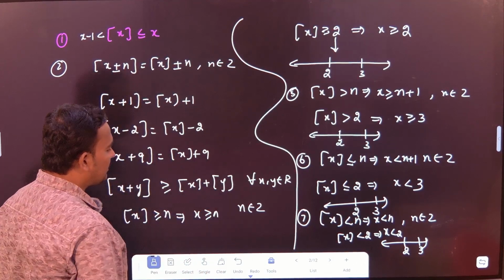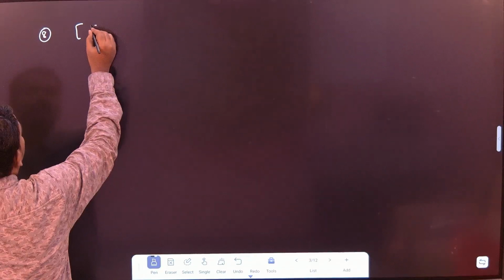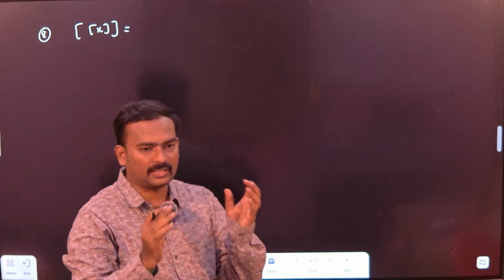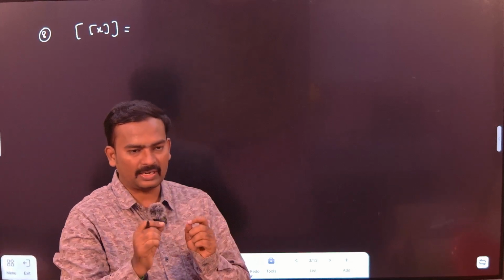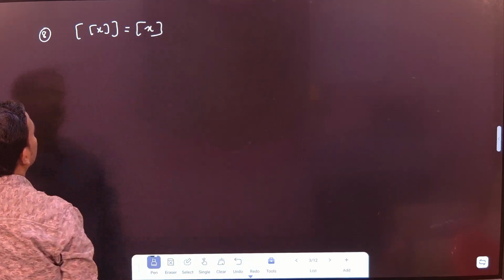Okay, let's go to the next thing. Let's do the 8th one. The greatest integer function of the greatest integer: the greatest integer is always an integer. If you take one more greatest integer, again it will be the greatest integer only. So you will get an integer value only.